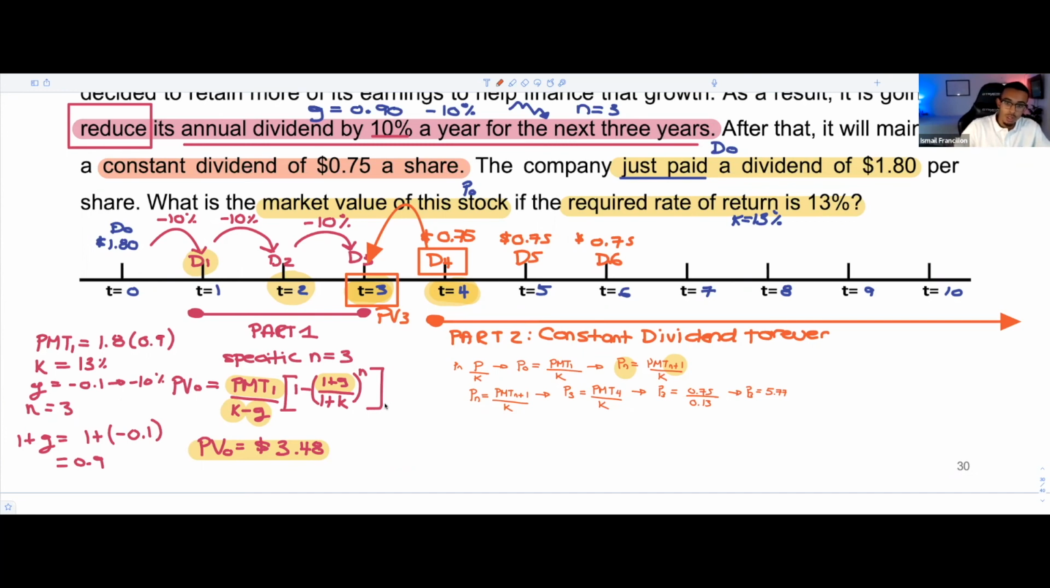So what we're going to do is we're going to discount P3 to the power of 3. So P0 will be equal to this. So could somebody tell me what 5.77 over 1 plus k to the power of 3 gives us?